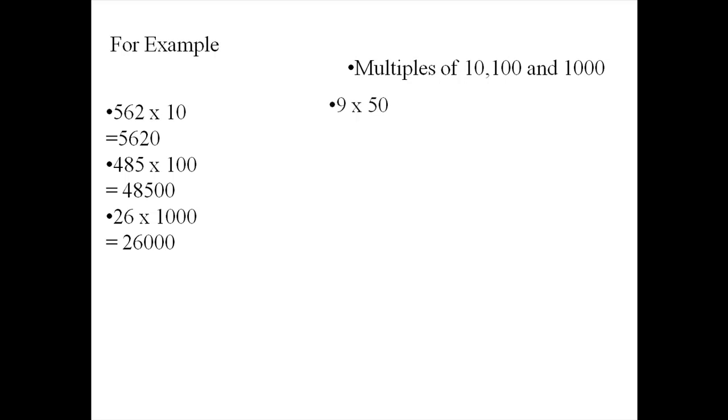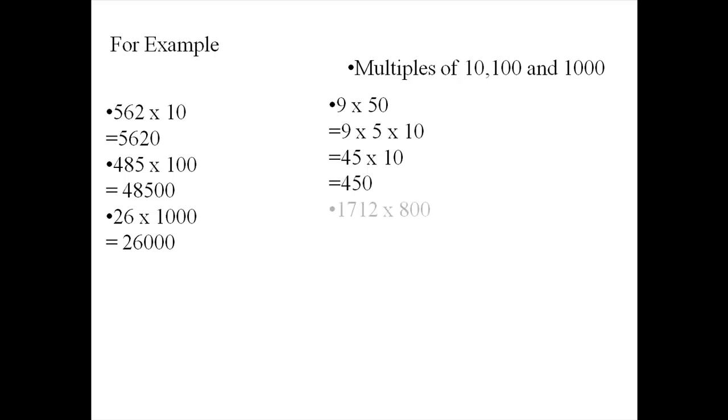9 multiplied by 50. Here 50 is a multiple of 5 and 10. So I have split the 50 into 5 and 10. Now I am going to multiply 9 by 5, which is 45, and similarly again we have 10. That 10 will add a 0 at the end of 45, so it goes to 450.